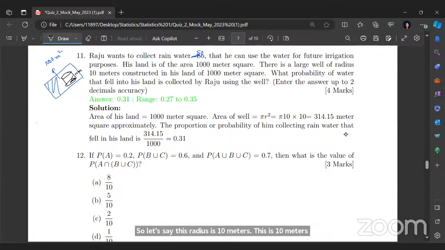Now, what is the probability of water? So instead of writing probability, I think proportion is better. So we will write proportion. What proportion of water that fell into his land is collected by Raju using the well?